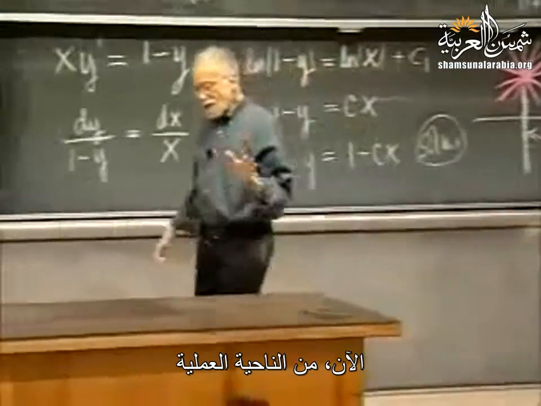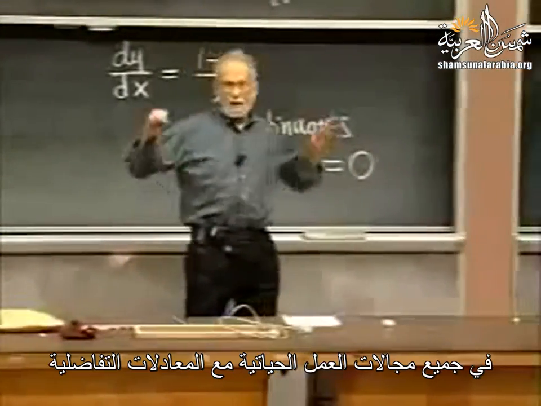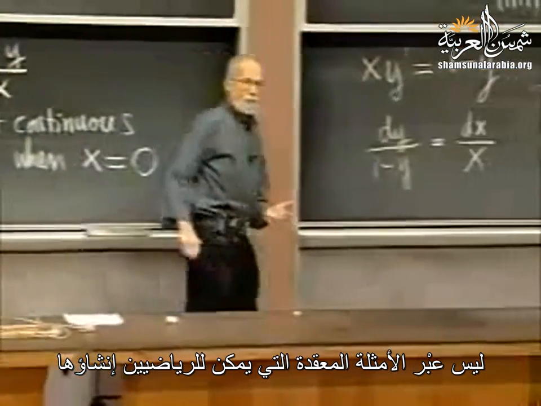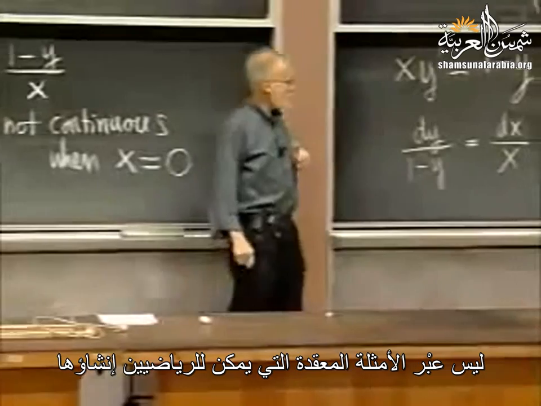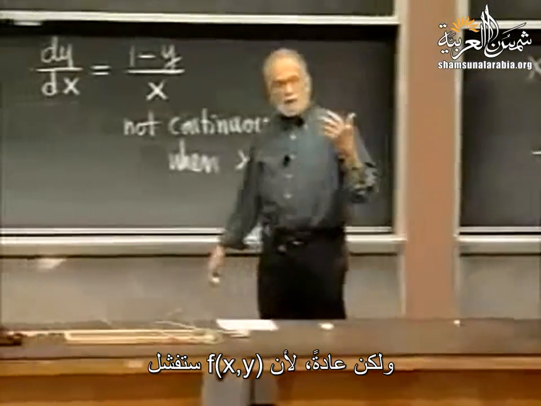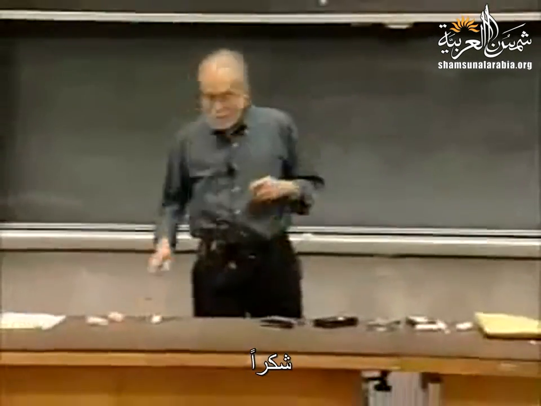Now, as a practical matter, the way existence and uniqueness fails in all ordinary life work with differential equations is not through sophisticated examples that mathematicians can construct, but normally because f of x, y will fail to be defined somewhere, and those will be the bad points. Thanks.